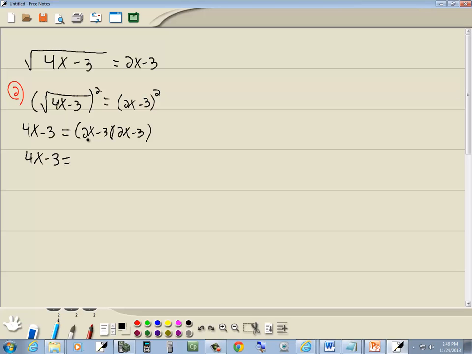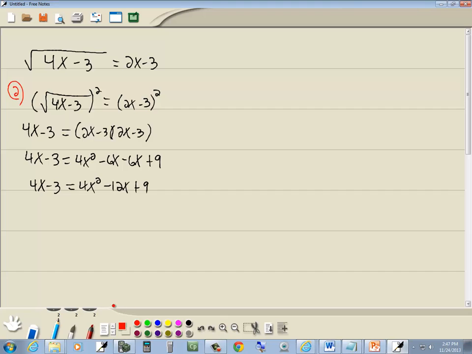Okay, multiply these together. 2x times 2x is 4x squared. 2x times negative 3 is negative 6x. Negative 3 times 2x is negative 6x. Negative 3 times negative 3 is 9. Combine like terms. Negative 6x and negative 6x is negative 12x, plus 9.